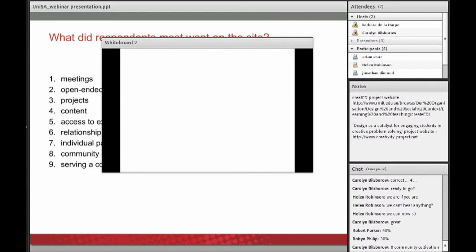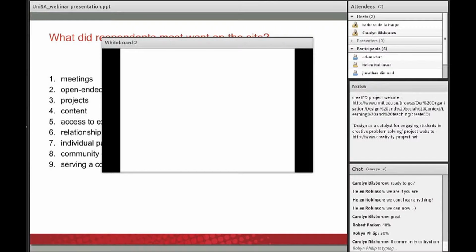So, community cultivation. Okay. Oh, beautiful. Okay, so we're coming in. So we've got settings. Access camera mode. Oh, sorry.